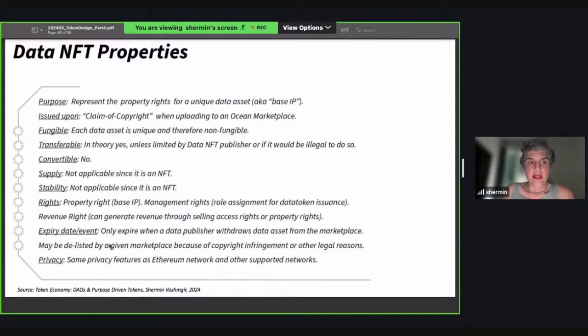Expiry date or event. A data NFT only expires when a data publisher actively withdraws the data asset from the marketplace. Maybe it also expires if it's delisted by a given marketplace operator because of, for example, copyright infringement or other legal reasons. Whether or not it technically expires is another question, but practically it expires. Privacy: depending on the underlying, it has the same privacy features as the Ethereum network and other supported protocols allow.